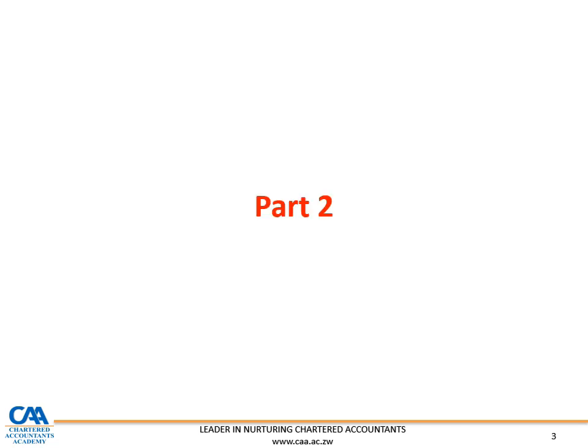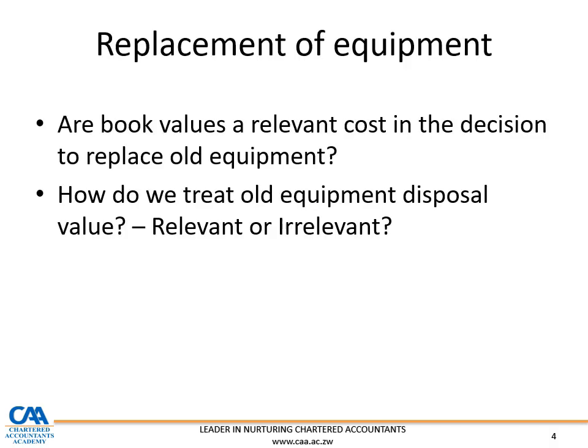In part 1, we introduced the concept of relevant costing and how it links to various decision-making processes. In this lecture, we're going to focus on various examples in which we apply relevant costing principles. The first one is around replacement of equipment, and the question here is, are book values relevant?